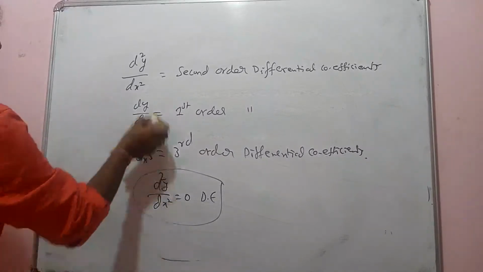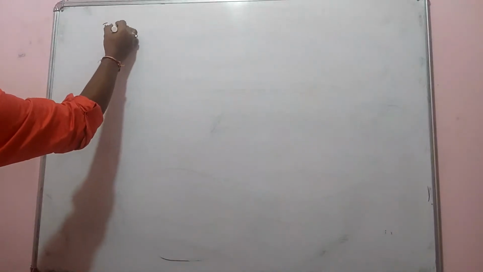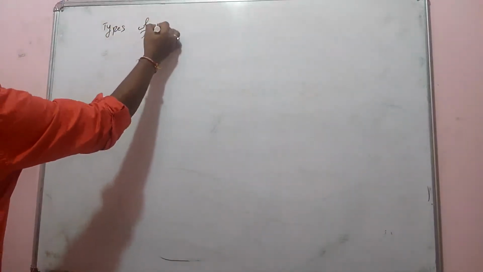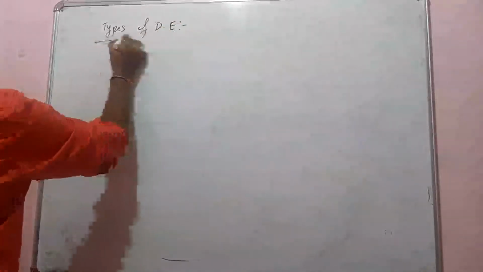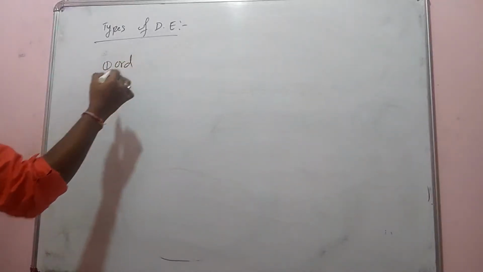Differential equations are of two types. Now I am explaining that. Types of differential equations. Okay, there are two types of differential equations. One is the ordinary differential equation.